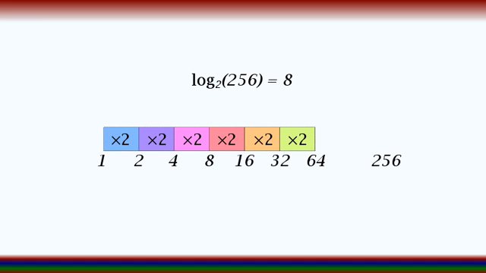to 256, because 1 times 2 times 2 times 2 times 2 times 2 times 2 times 2 times 2 is 256. So the logarithm of 256 is 8 when we use 2 for our base.